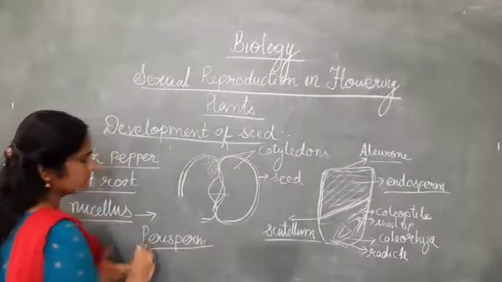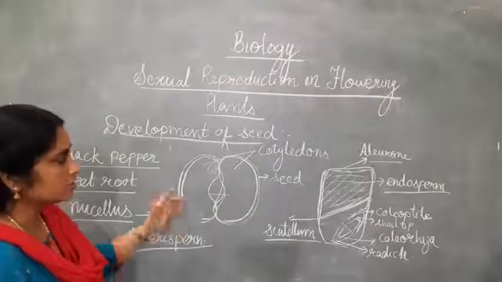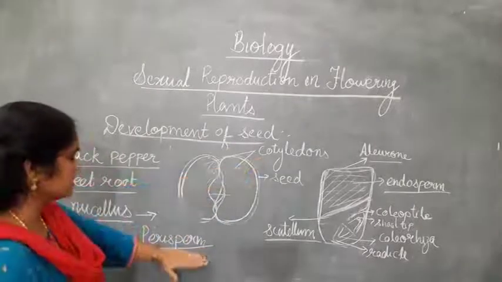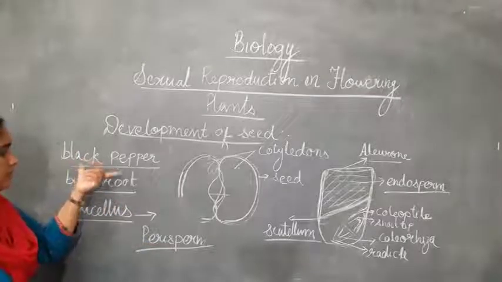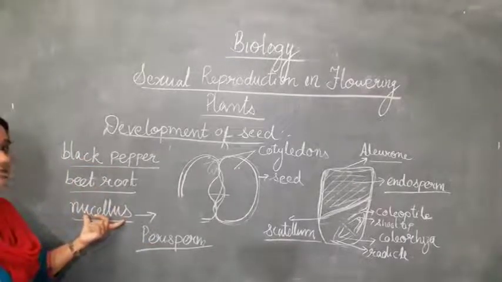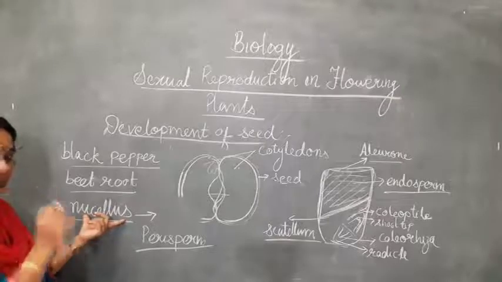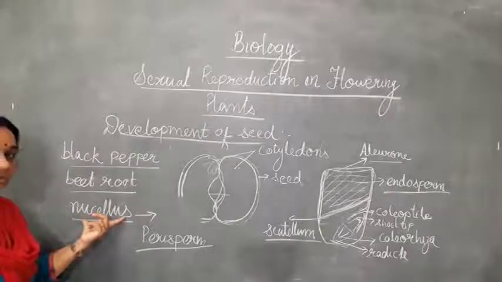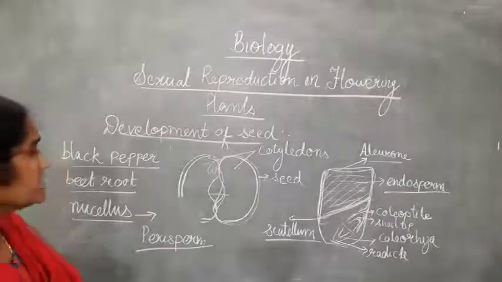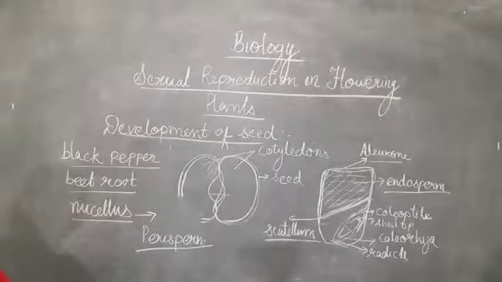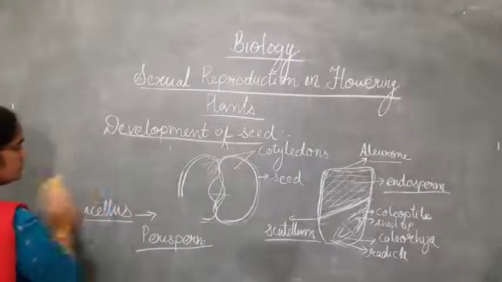Very important, a one mark MCQ question can be asked. So the pericarp is the outer covering over here. This is the perisperm. An example is black pepper and beetroot, where the little bit of remnants of nucellus is also present in the seed, and that is known as perisperm. Now the seed is very important for agriculture.